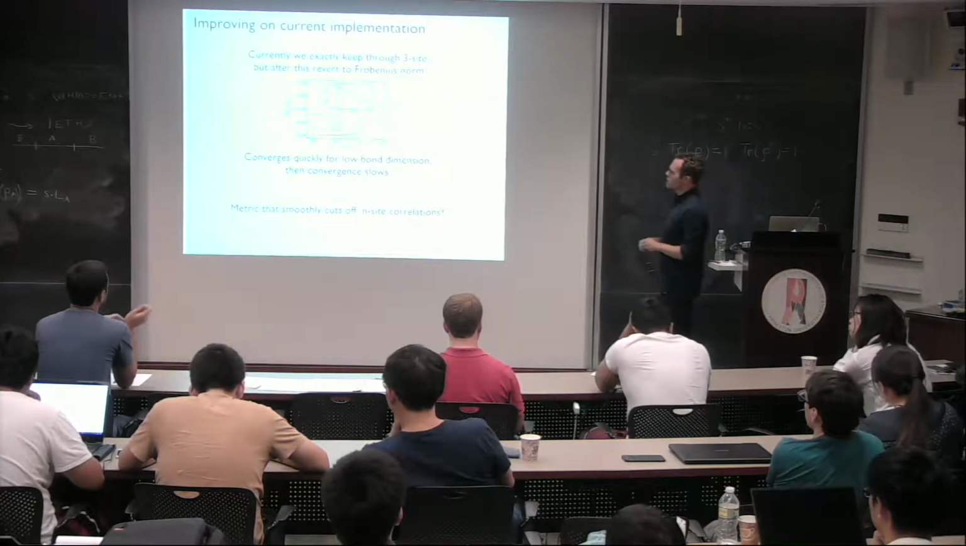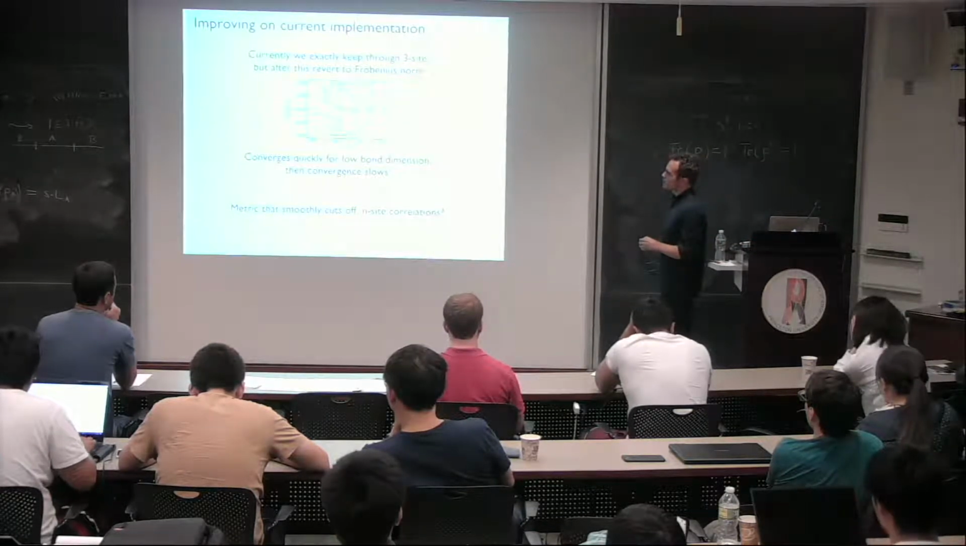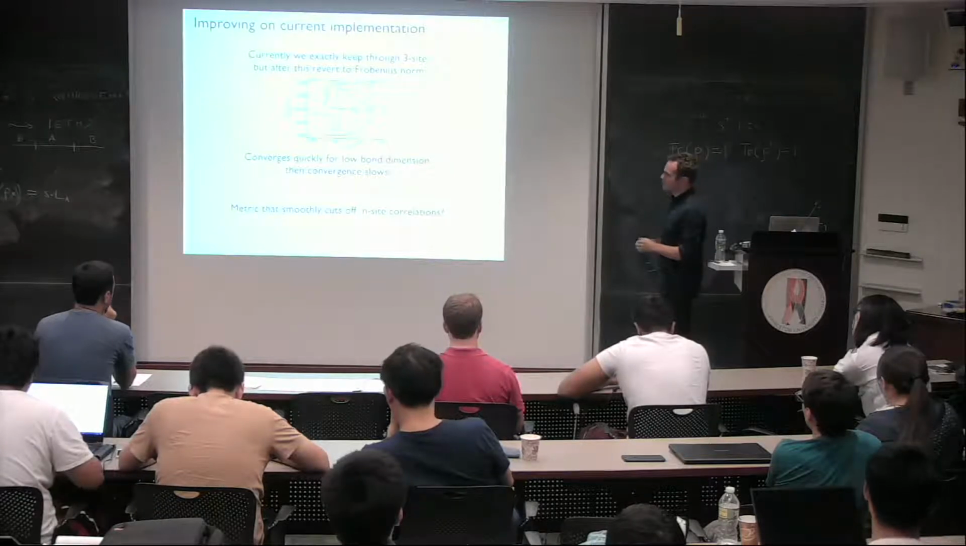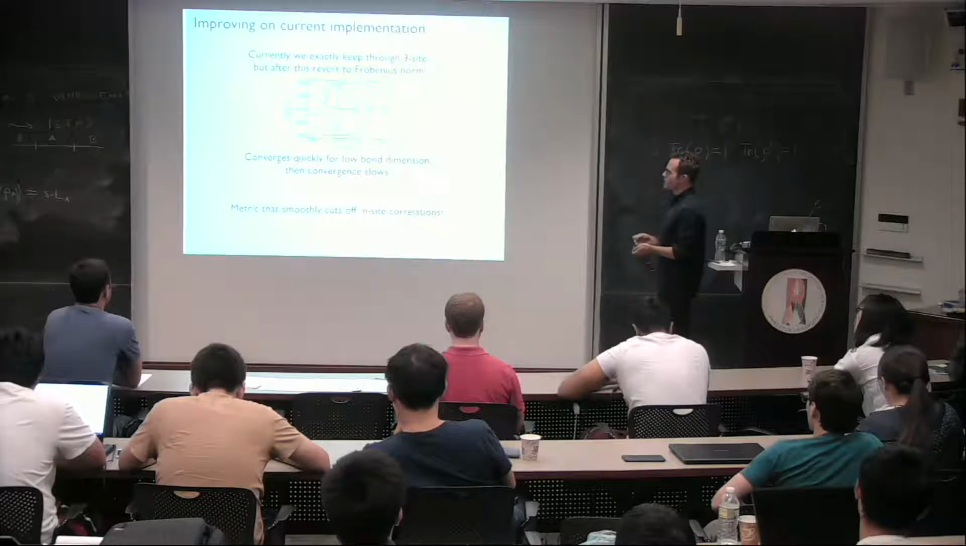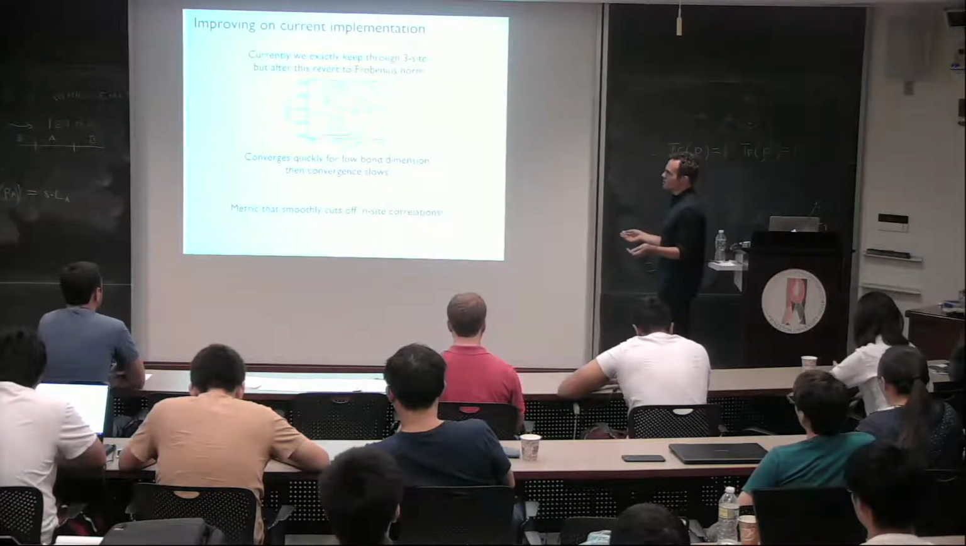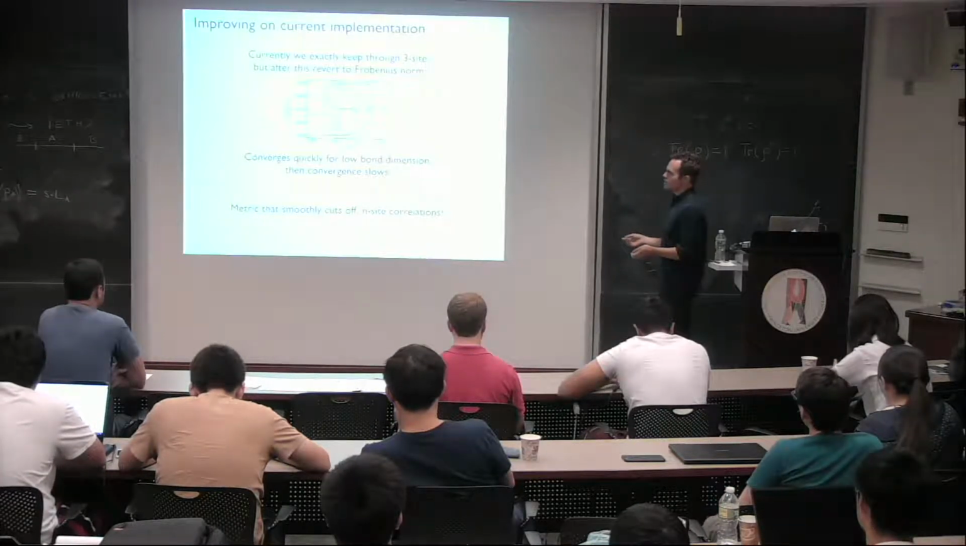So I don't actually think DMT is exactly the right thing to do. Maybe the philosophy is, but I don't think this is the algorithm. You can already see it's a little bit arbitrary. We said we keep it exactly through the 3-site density matrix, and then beyond that, it's the Frobenius norm.